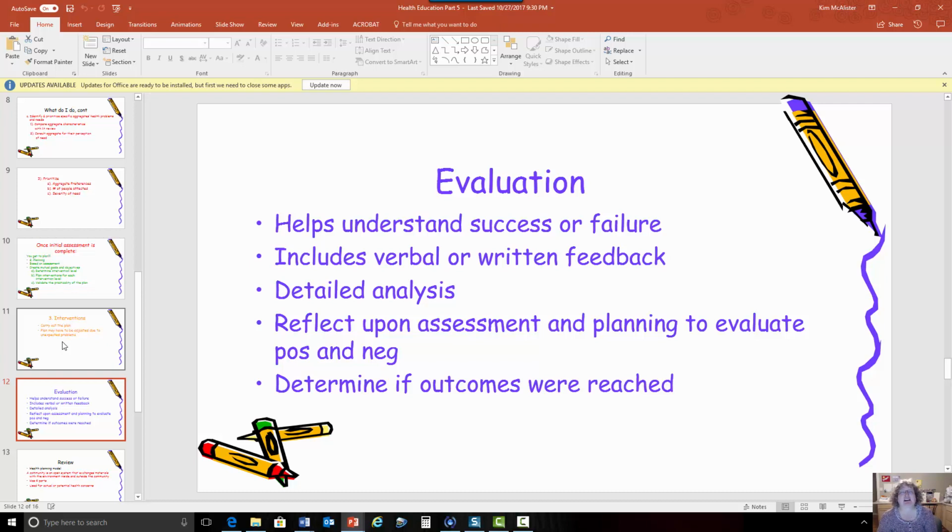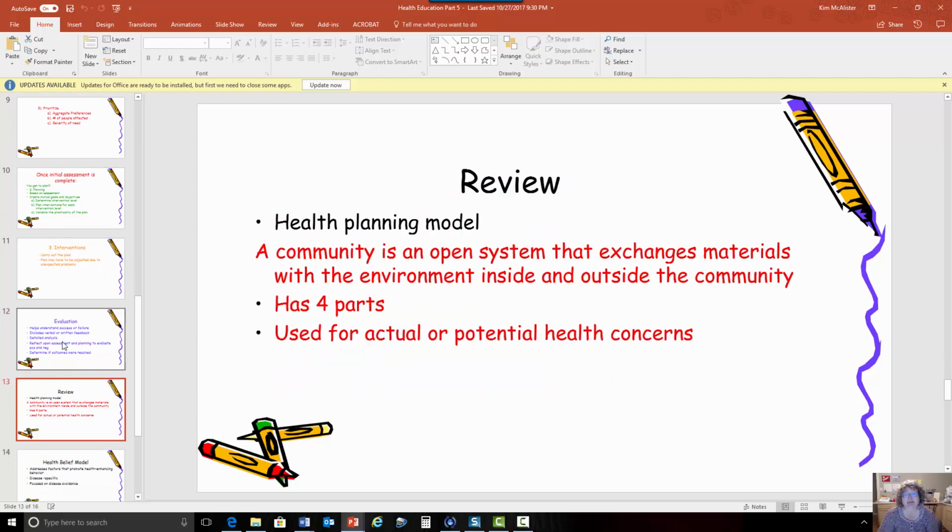and look back on how your assessment and your planning, how effective was it really in the intervention phase? What could have been done differently to make it better? And then you want to determine if the outcomes that you have were reached. And again, you can only really determine that if you make very good goals and objectives.